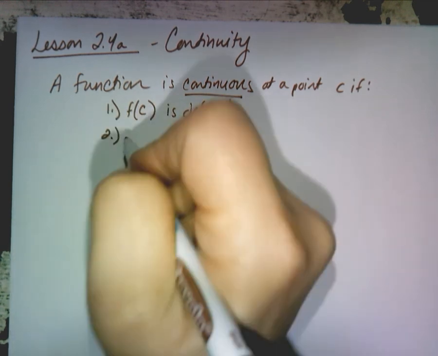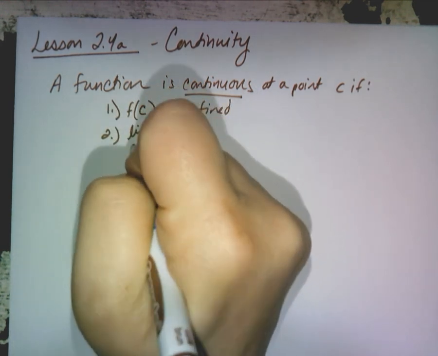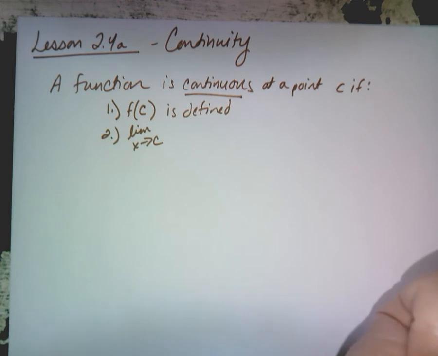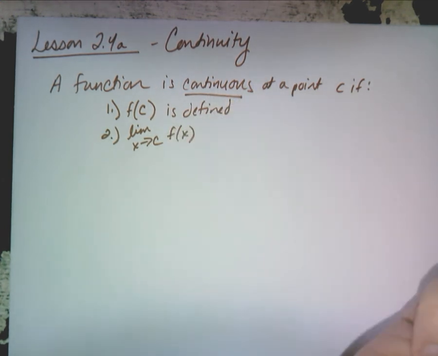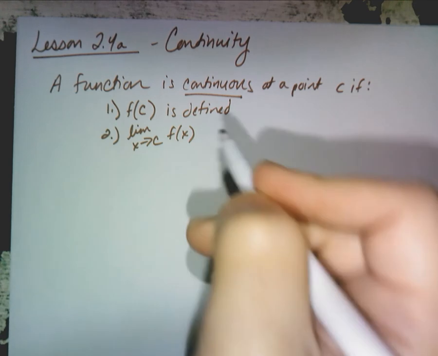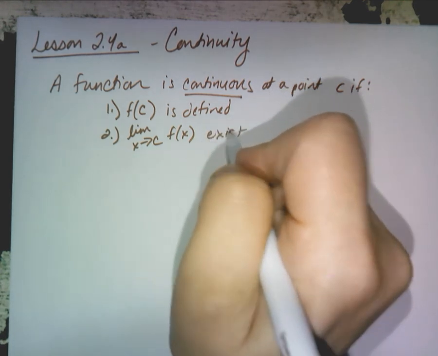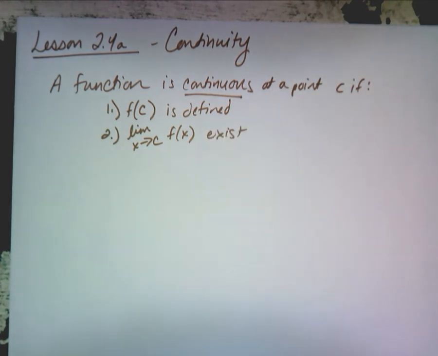Number 2, you have to take the limit of the function. Last year is when you first learned about this, but you had no idea what limits really were. You take the limit of the function, and from both sides, it has to exist. So at this point c, you have to be able to take the limit and get an answer out. Like, oh, it approaches 5 from the left. Oh, it approaches 5 from the right.